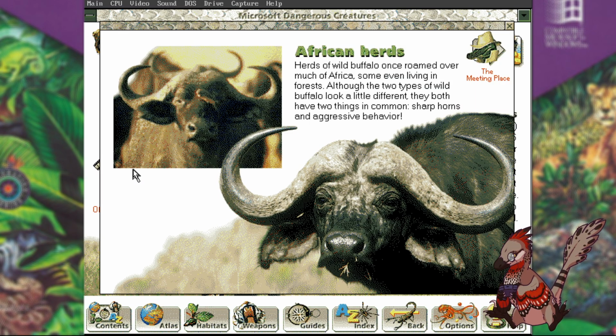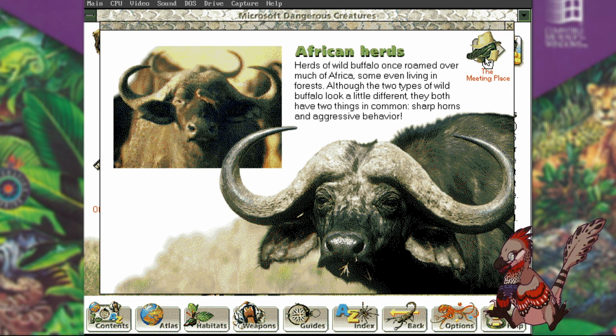African herds. Herds of wild buffalo once roamed over much of Africa, some even living in forests. Although the two types of wild buffalo look a little different, they both have two things in common: sharp horns and aggressive behavior. Well, that they do.